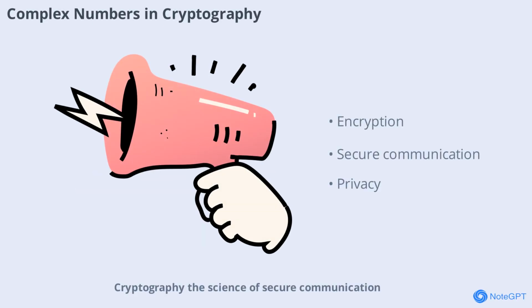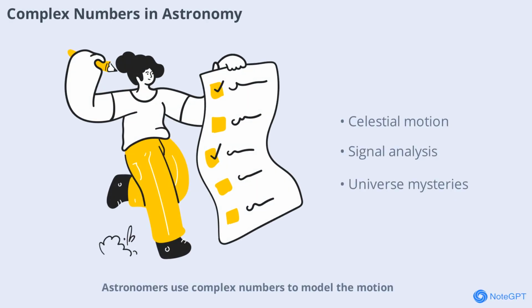Cryptography, the science of secure communication, sometimes uses complex numbers in advanced encryption algorithms. These mathematical tools help protect sensitive information and ensure privacy in the digital age. Astronomers use complex numbers to model the motion of celestial bodies and analyze signals from space. This approach allows them to make precise calculations and uncover the mysteries of the universe.